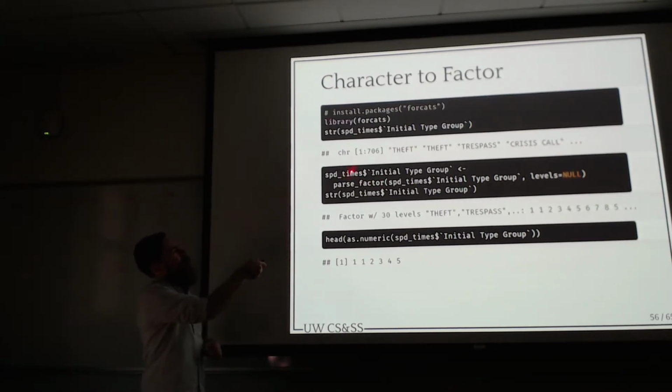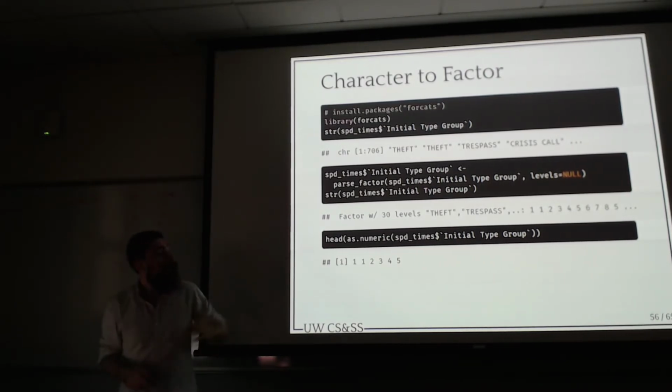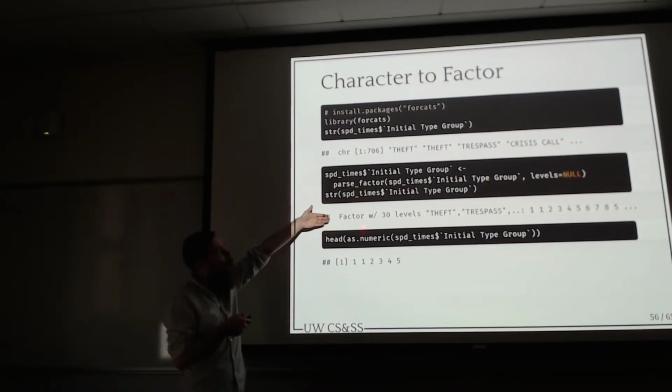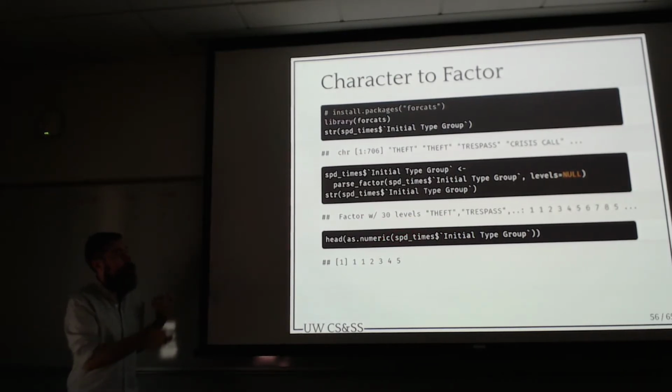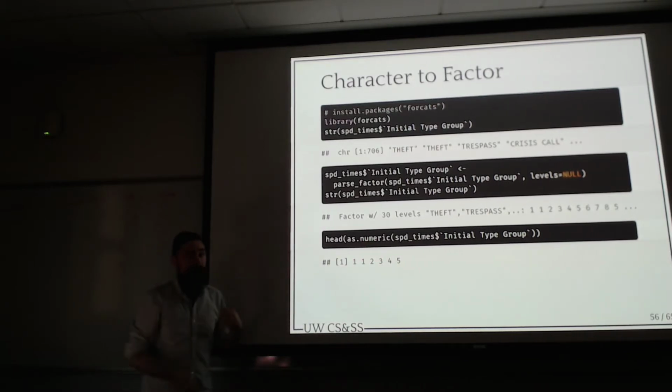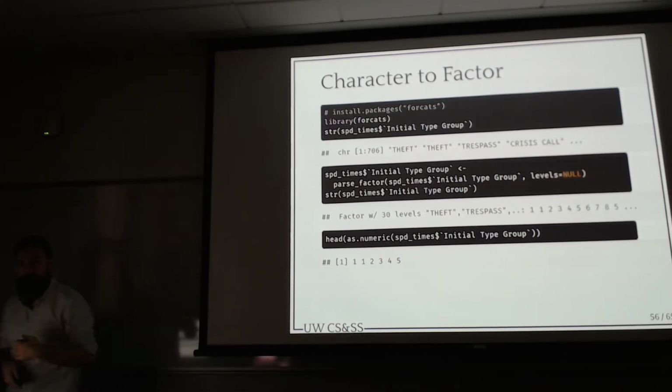I say SPD times initial type group, so that is that particular variable. Parse factor that variable, and I say levels null. I'm letting it auto assign the levels to that particular factor. Now I look down at that variable. Now it's a factor with 30 levels: theft, trespass, and so on. Now if I convert that variable to numeric, because it's a factor instead of character, it will pop out with the numeric levels for that variable. Okay, so I've made a factor.